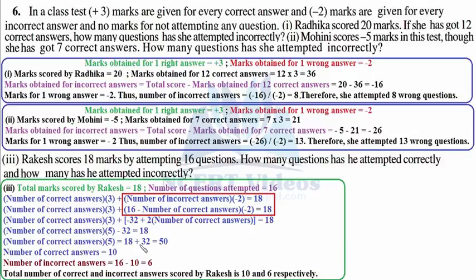Now number of correct answers, here it was getting multiplied. So when it goes towards that hand side, that will be 50 over 5. It gets divided. So 50 over 5 is how much? 10. Therefore number of incorrect answers will be total questions attempted, that is 16, given to us already, minus 10, that is number of correct. So it gives you incorrect. So 16 minus 10 is 6, and therefore total number of correct and incorrect answers scored by Rakesh is 10 and incorrect is 6 respectively.